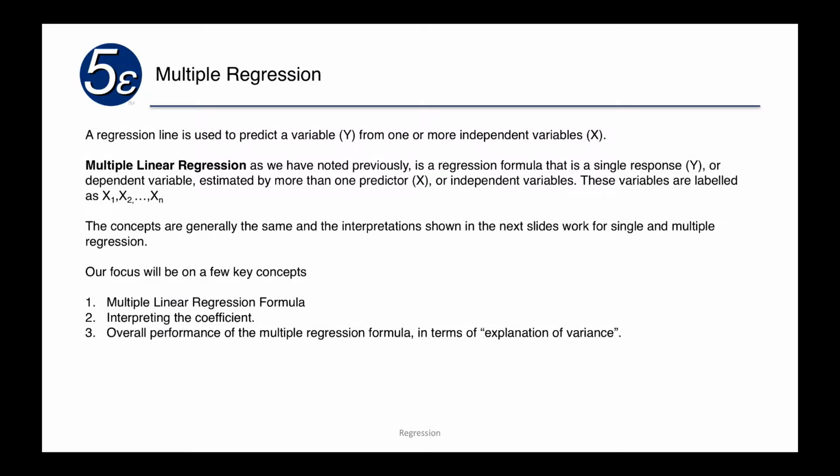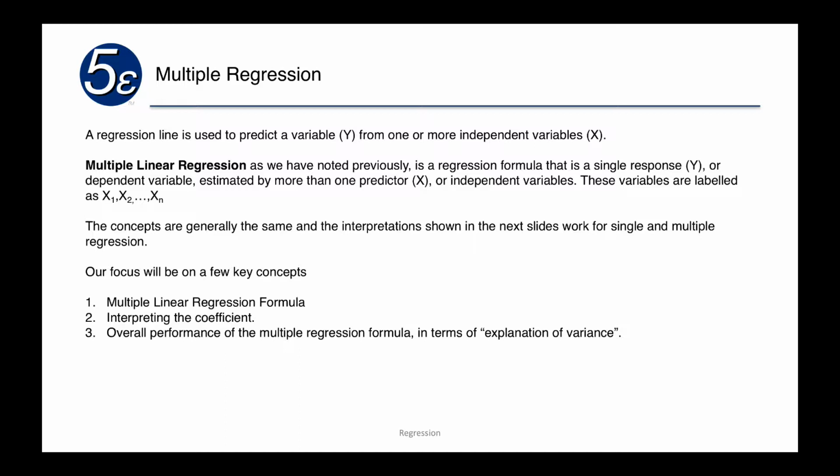So recall that a regression line is used to predict a variable, y, from one or more independent variables, x. Multiple linear regression, as we've noted previously, is a regression formula in which a single response variable, or dependent variable, is estimated by more than one predictor variable, or independent variable. These are labeled as x1, x2, all the way up to xn, however many you have. The concepts are generally the same as our simple linear regression, and the interpretations shown in the next slide work for both single and multiple regression.